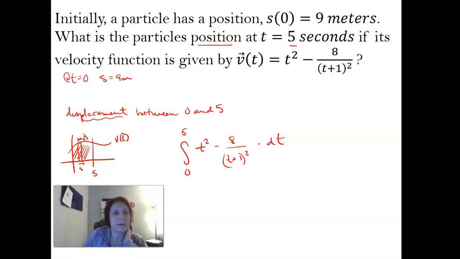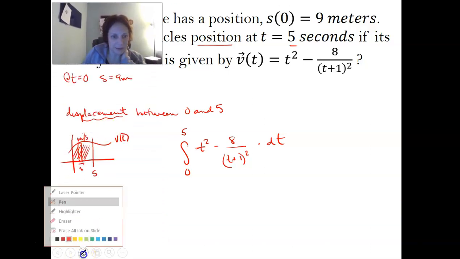Oh, geez. Okay, hold on one second. I can't get to my pen when my picture is down there.